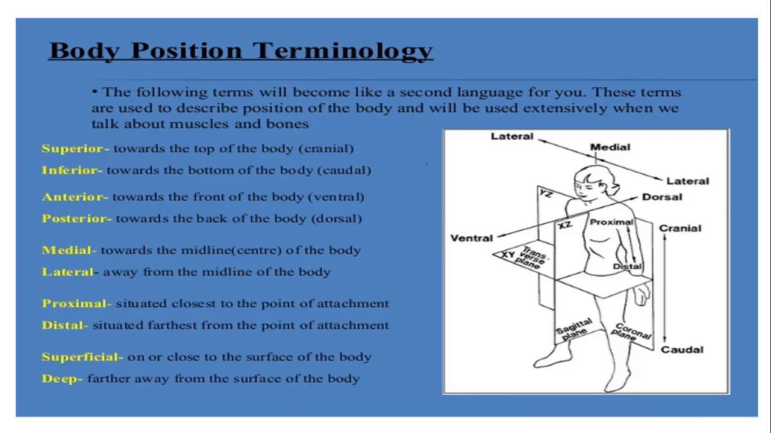Anterior equals front equals ventral. Any of those terms can be used. Posterior means towards the back of the body. The word for that is dorsal. So ventral means front, dorsal means back. Anterior means front, posterior means back. Okay, you've got to know all those terms.